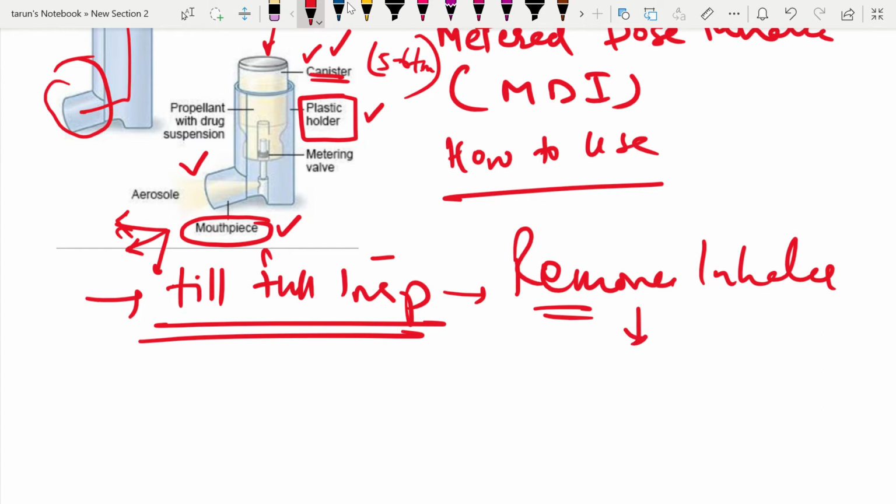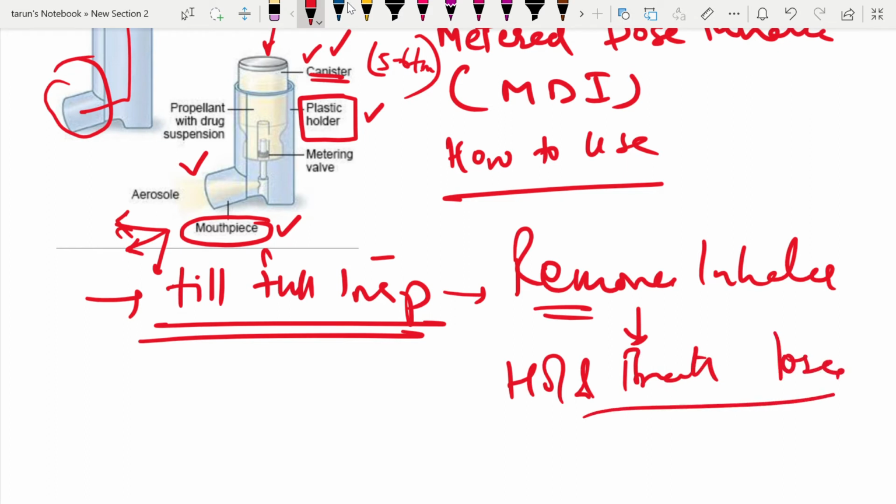Then you will hold the breath for 10 seconds, or as long as one finds it comfortable. After that, you will breathe out.